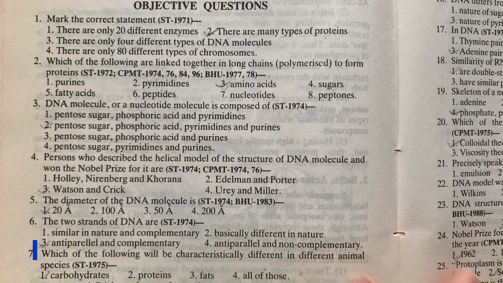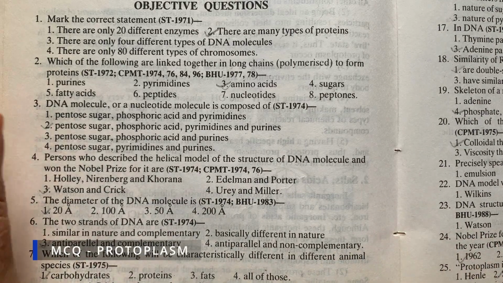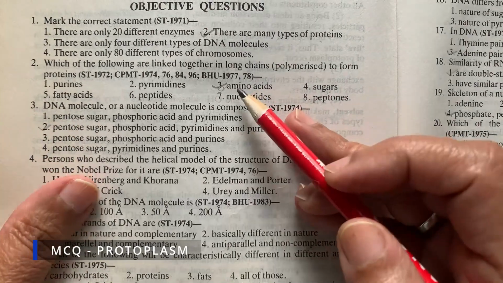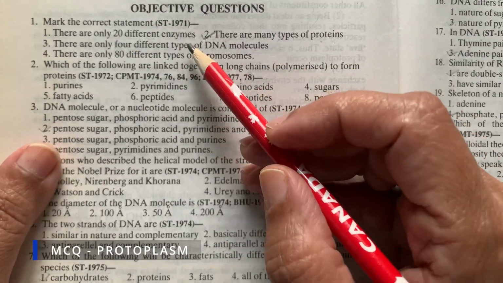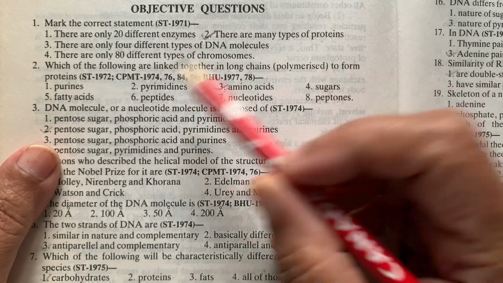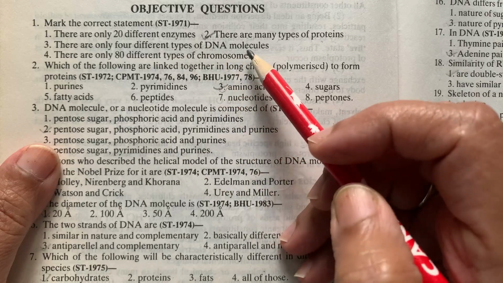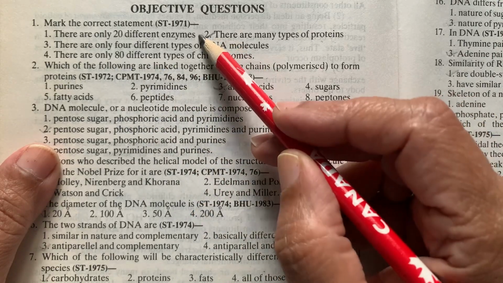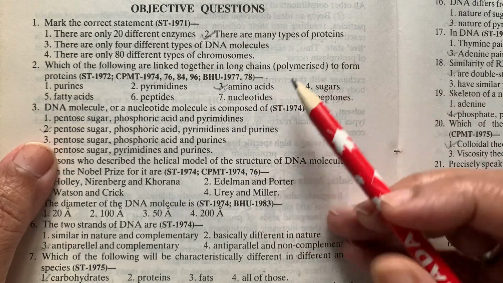Today I am going to discuss some important questions of protoplasm, the physical basis of life. First one, mark the correct statement. There are only 20 different enzymes, there are many types of proteins, there are only 4 different types of DNA molecules, there are only 80 different types of chromosomes. Second option is correct, there are many types of protein.